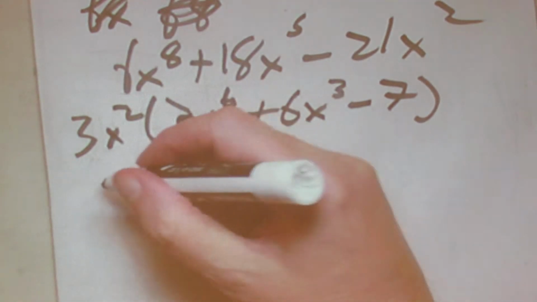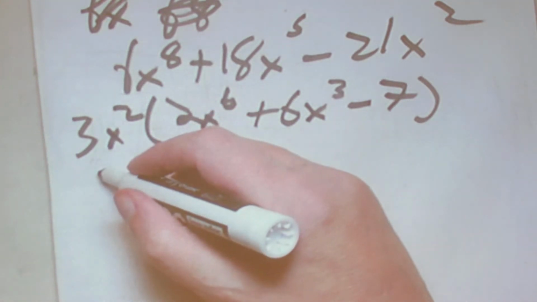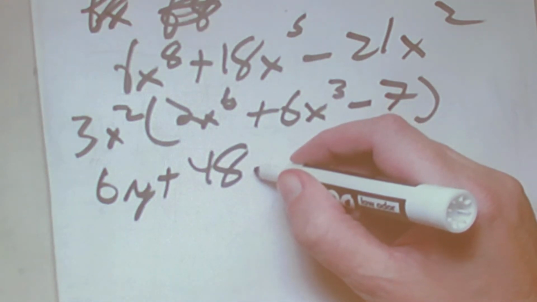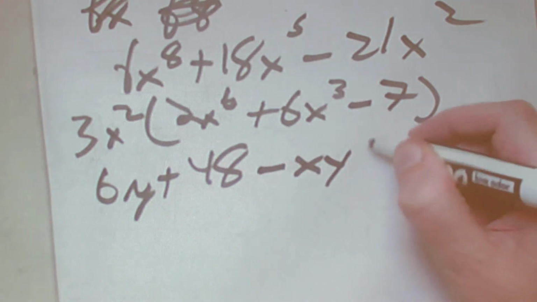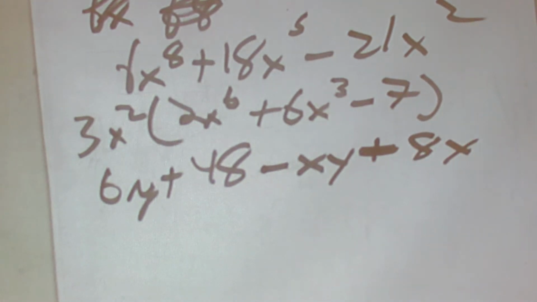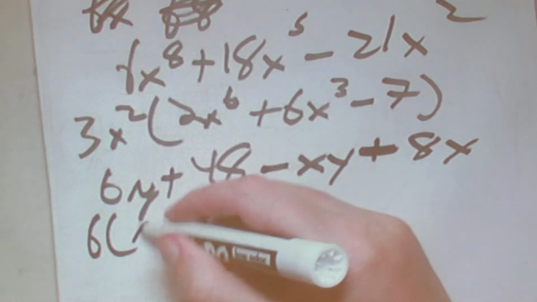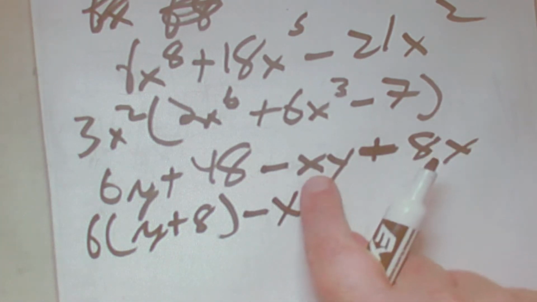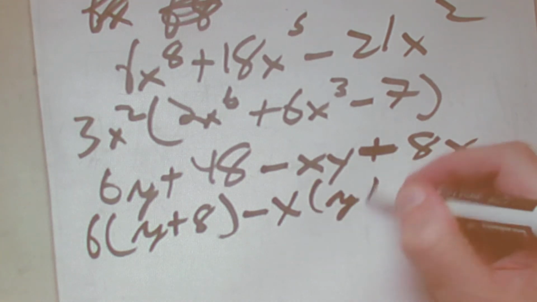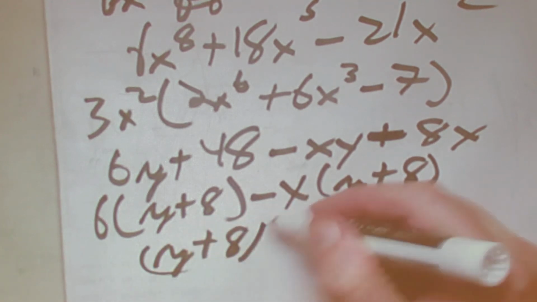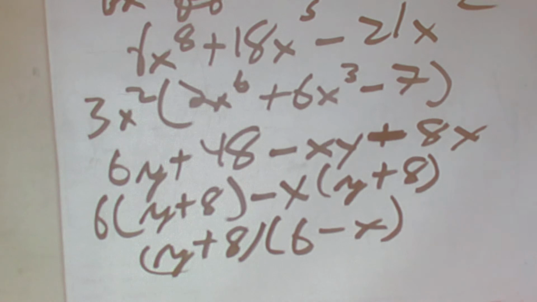Then you're going to have something like 6y plus 48 minus xy minus 8x. So on the first two, we can factor out a 6, and we'll be left with y plus 8. On the second, we can factor out a negative x, because this middle term is negative, and we'll be left with y plus 8. We can factor now a y plus 8, and we're left with 6 minus x.